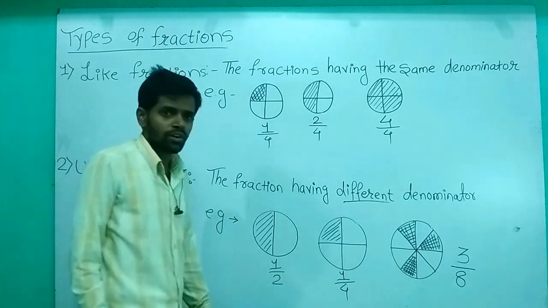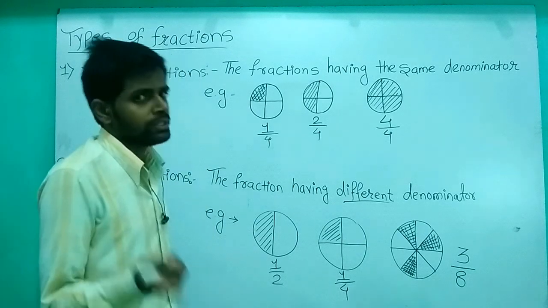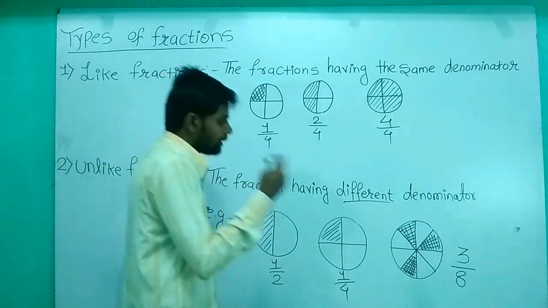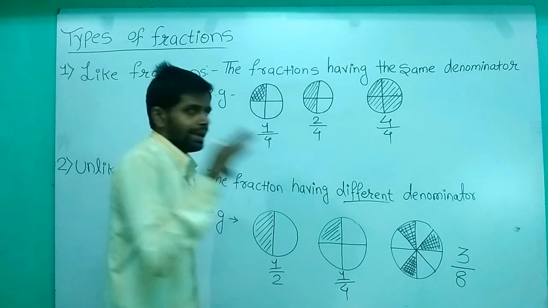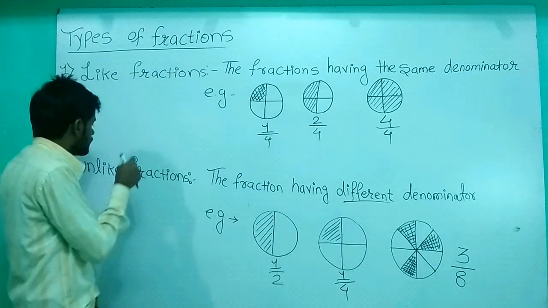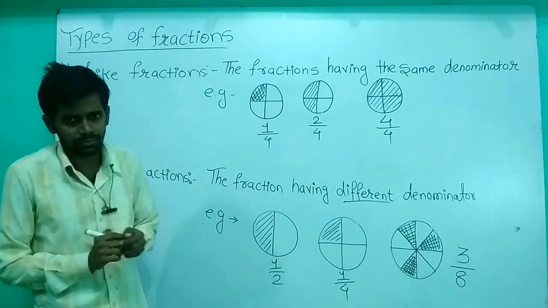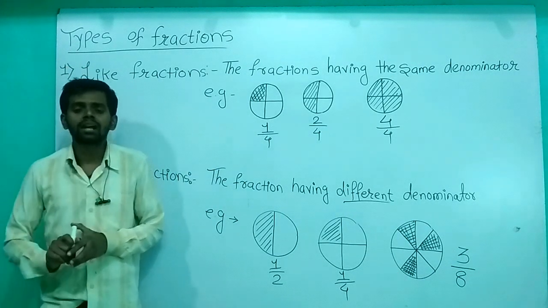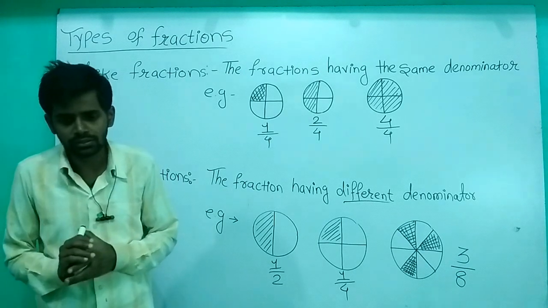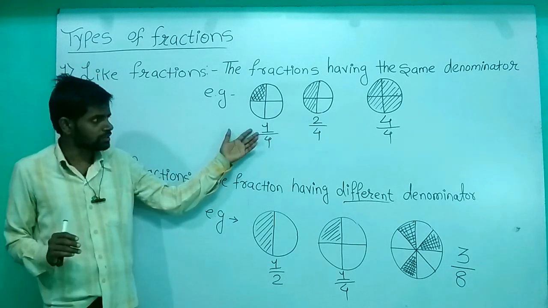So here the total number of parts in each fraction is different. And that's why it is unlike fraction. अरे वाह कितना easy था. And as you can see, there is some example towards my left hand side. These are the examples of like fractions. ठीक है, ये सारे के सारे like fractions हैं.